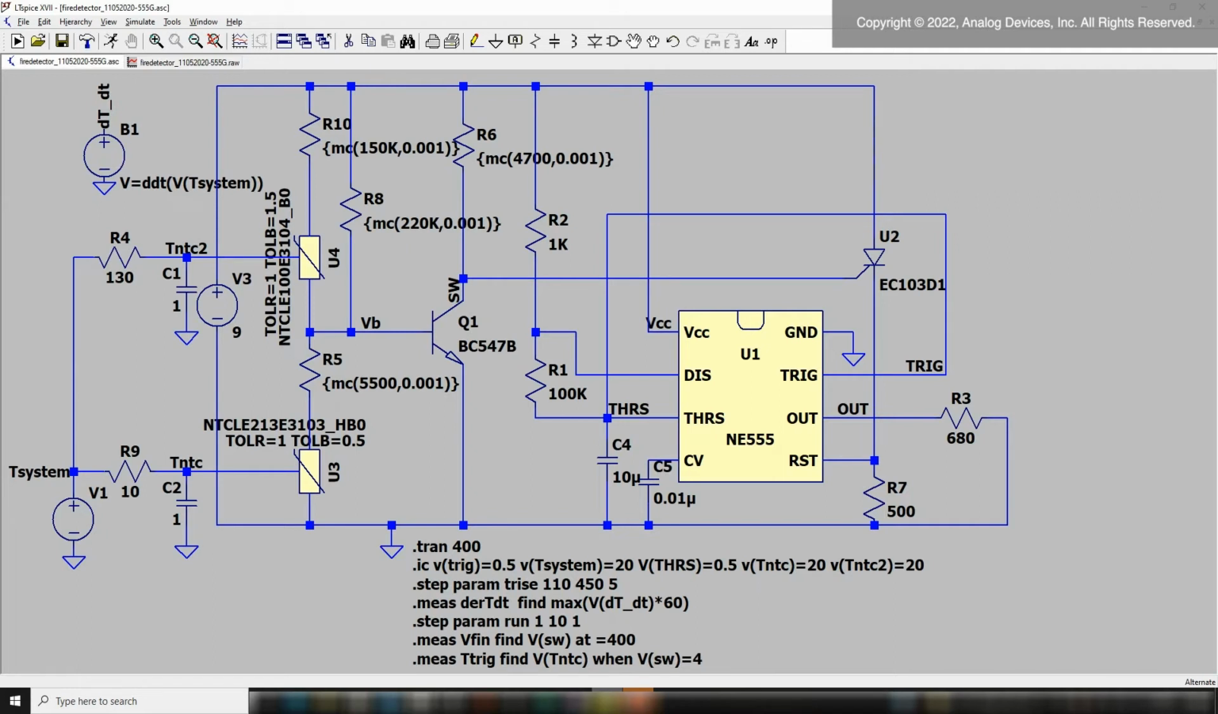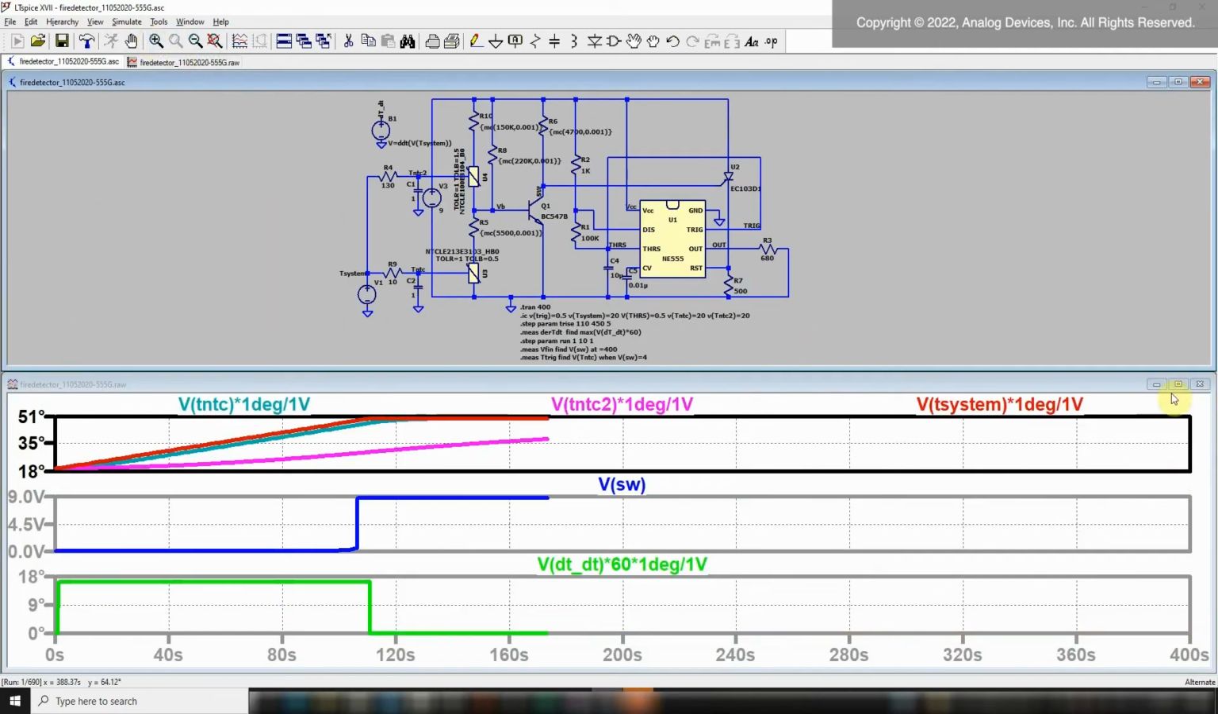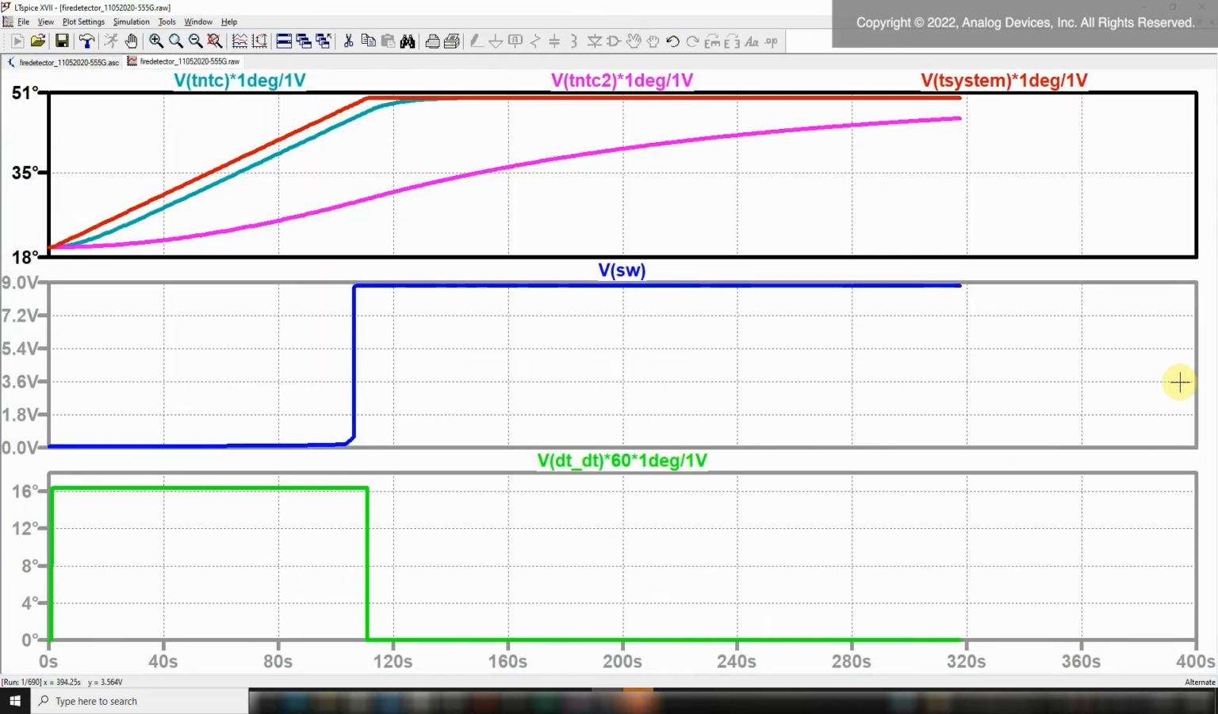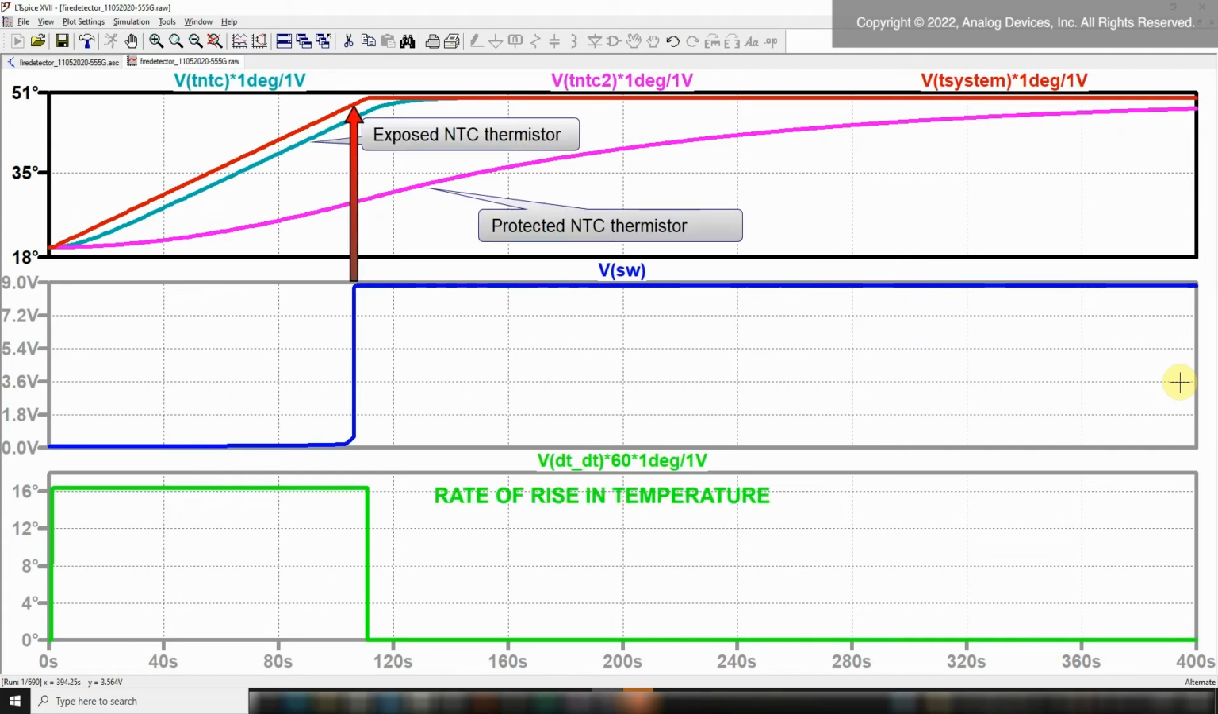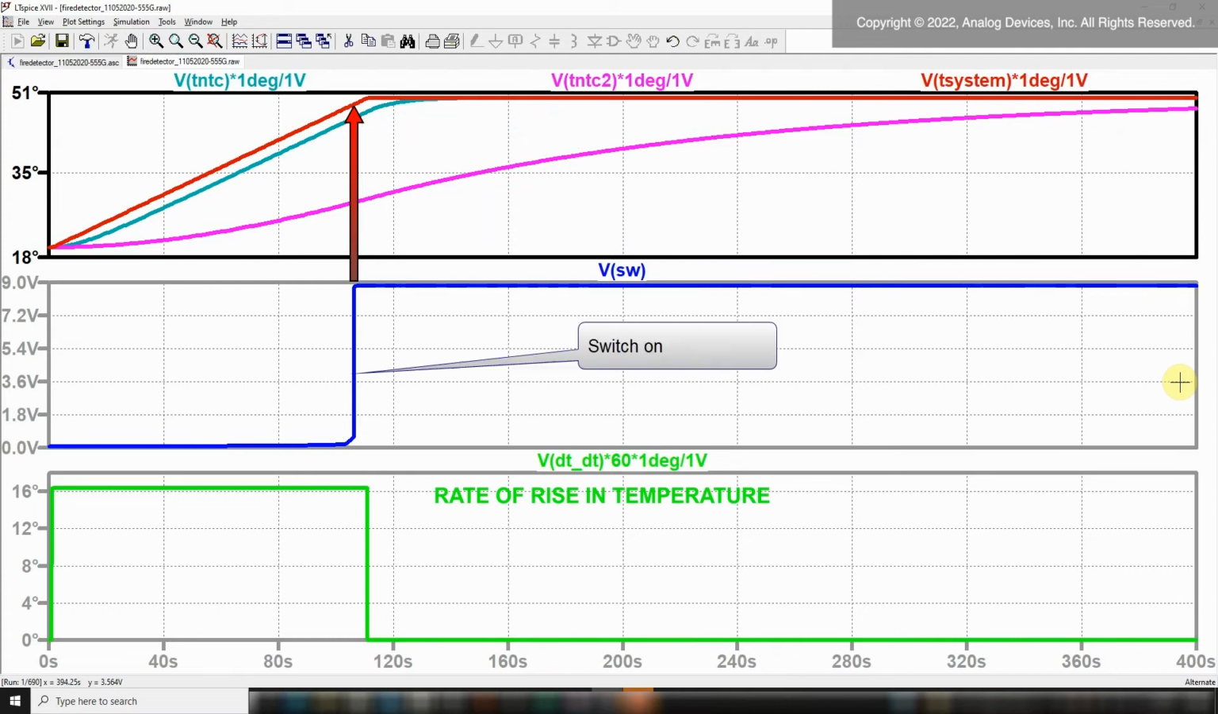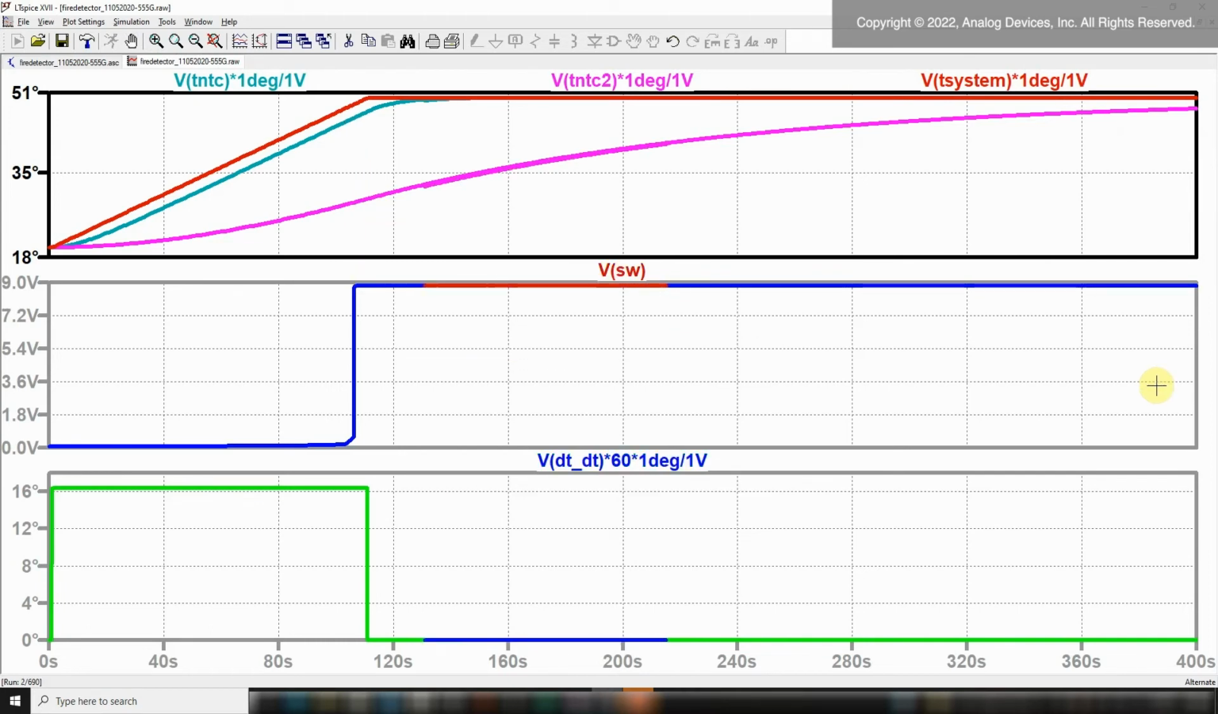Let's confirm all these provisions with a simulation where we apply temperature gradients which are going to be slower and slower. We will see then when the detector will not switch anymore. Let's look at the results of the first simulation. We see how the two NTCs reacted differently in speed to the gradient and that the detector switched when temperature has reached 50 degrees C after 110 seconds.